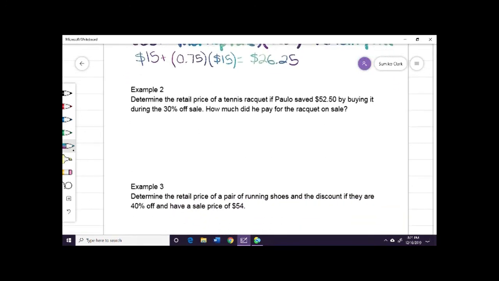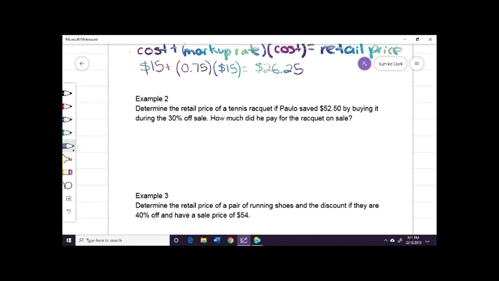Let's move on to example 2. Determine the retail price of a tennis racket if Paulo saved $52.50 by buying it during the 30% off sale. Okay, so we want to know the retail price, and then we want to know how much did he pay for it on sale. Okay, so we have two things we want to know. We want to know the retail price and the sale price.